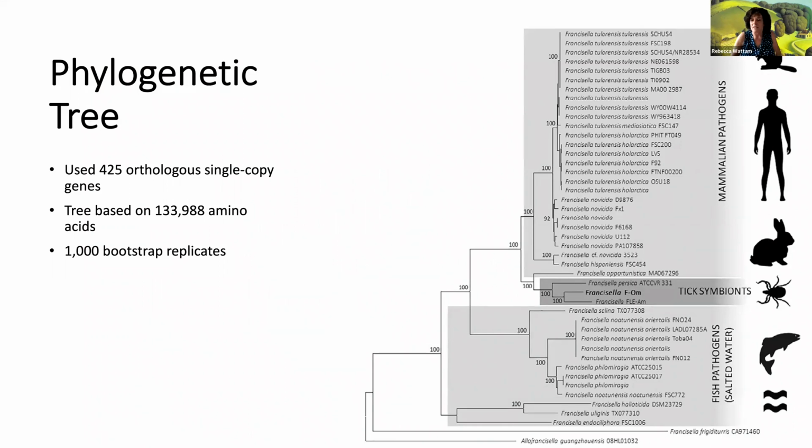And so they could see that the isolates from ticks, and this was their guy, Francisella F-OM, all clustered together on the tree. And this made me think that one organism's pathogen might be another organism's pal, in this case, the tick.